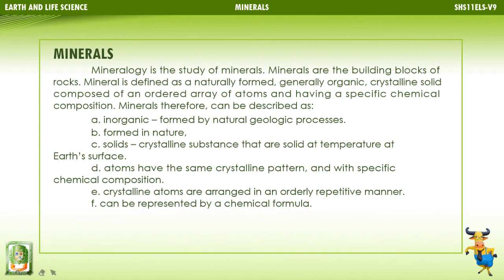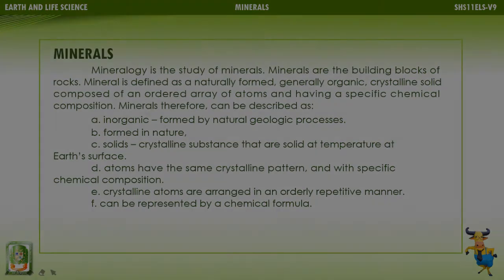A. Inorganic, formed by natural geologic processes. B. Formed in nature. C. Solids, crystalline substances that are solid at temperatures at Earth's surface. D. Atoms have the same crystalline pattern, and a specific chemical composition. E. Crystalline atoms are arranged in an orderly, repetitive manner. F. Can be represented by a chemical formula.